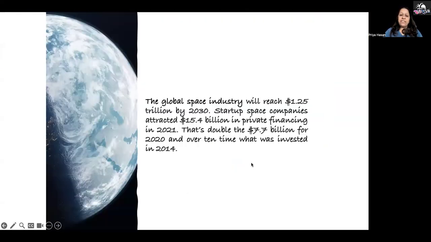Now, the global space industry is actually picking up a lot. It will reach about 1.25 trillion by 2030. Startup companies already raised 15.4 billion in 2021, and it's been increasing.